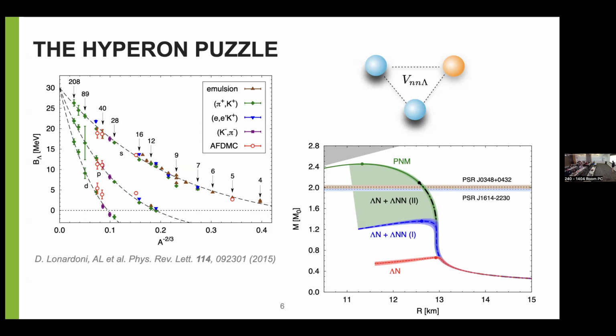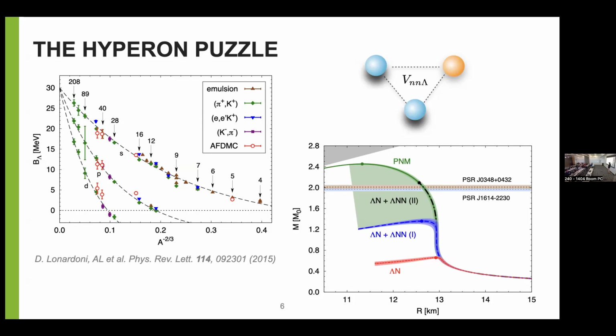If you only include full nuclear interactions, 2 and 3 body, but then only 2 body lambda nucleon interaction, you get a very soft equation of state. If you're very far away from a 2 solar mass neutron star, including an earlier parameterization of the lambda nucleon force, we could get something better, 1.2 solar masses.